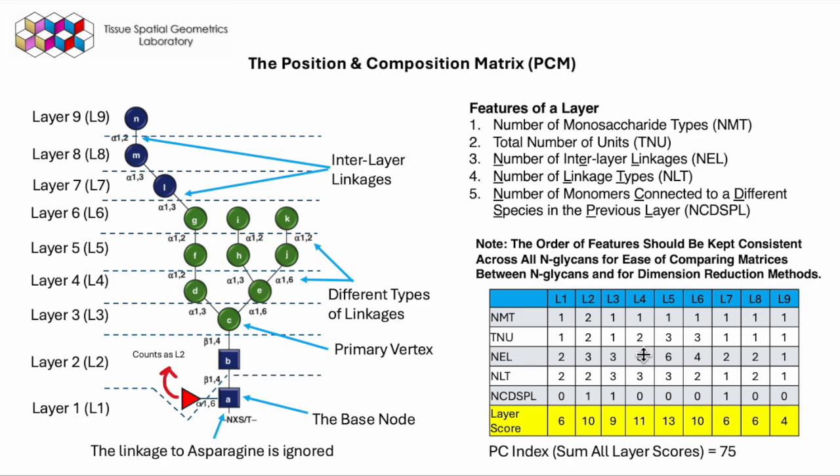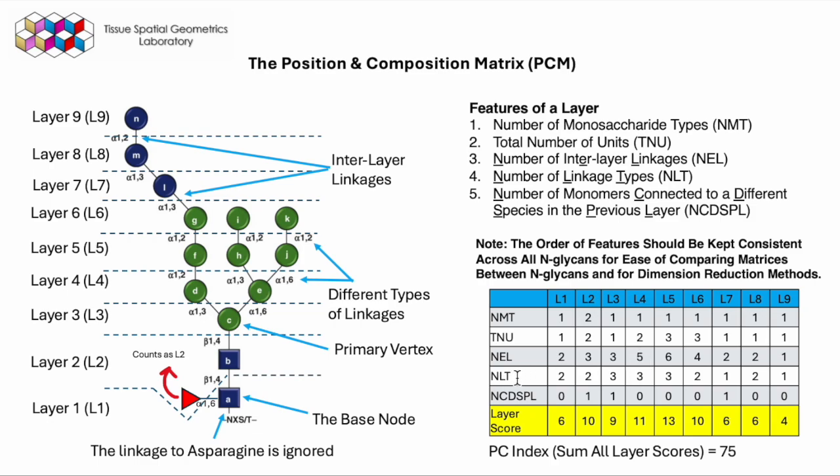Next feature is the number of interlayer linkages. Well, layer 4 has 1, 2, 3, 4, and 5 total linkages, extending from itself to the layer above and below. So the answer is 5 for the NAL feature of layer 4.